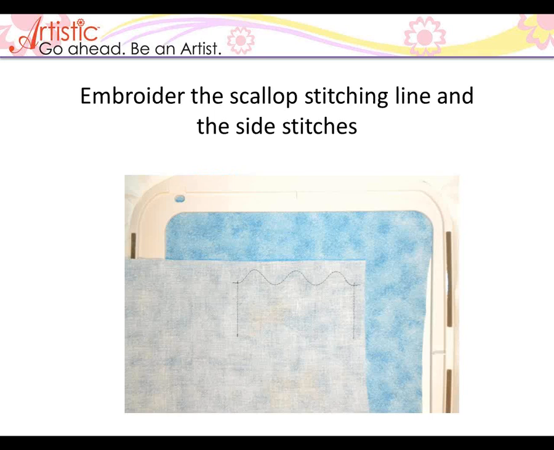So this is how it looks when it's done. We have our embroidery sandwiched between, on the right side of our hooped fabric, we have our lining on top of it, we have our scallop stitch, and we have our side stitching for the flap.